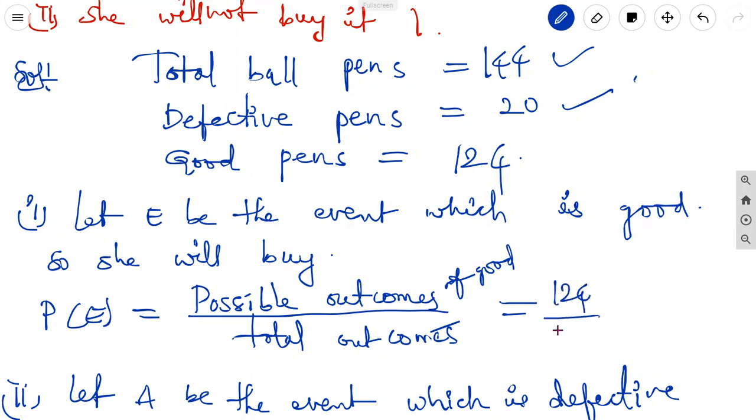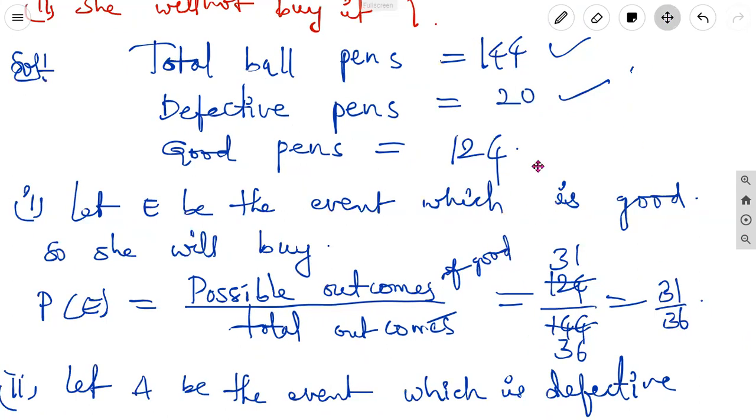124 are good ones, 144 is the total. Okay, here 4 3s are 12, 4 1s are 4, 4 3s are 12, 4 6s are 24. So 31 by 36 is the probability of the buy case.